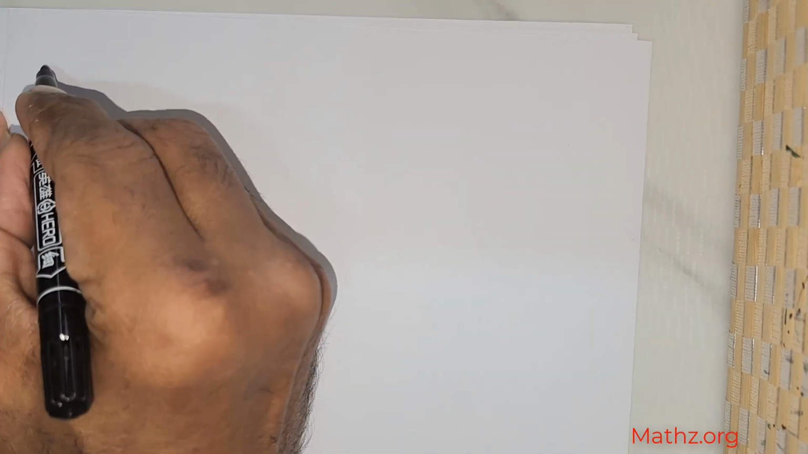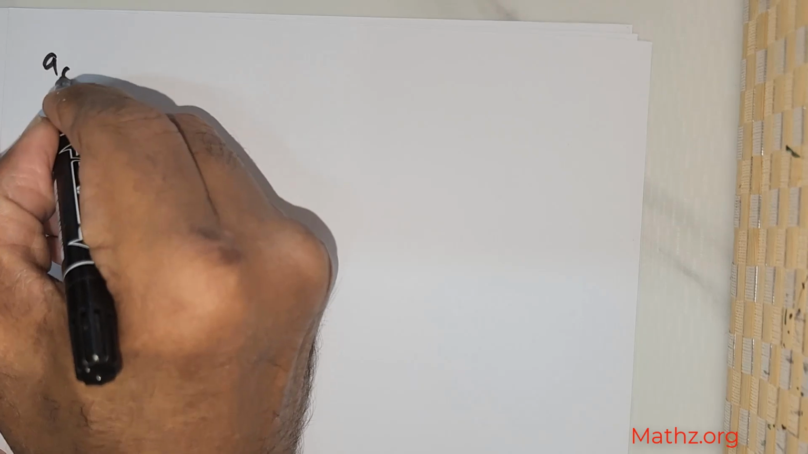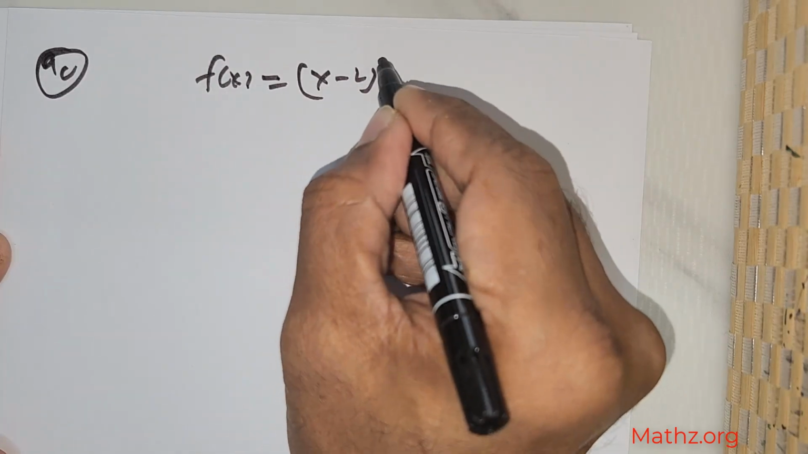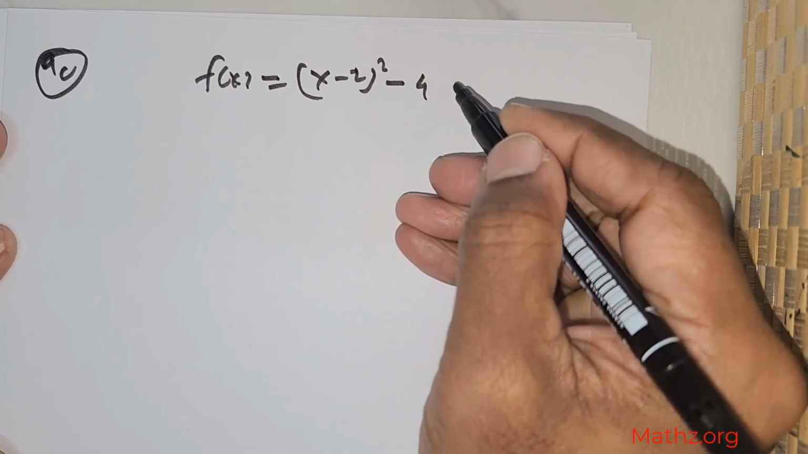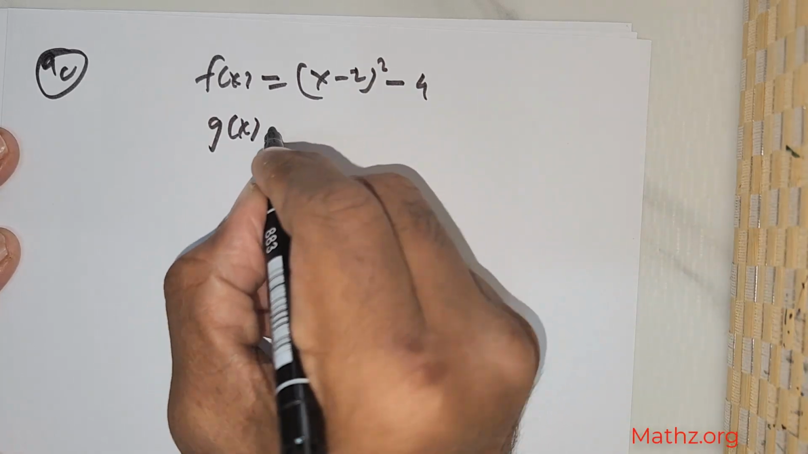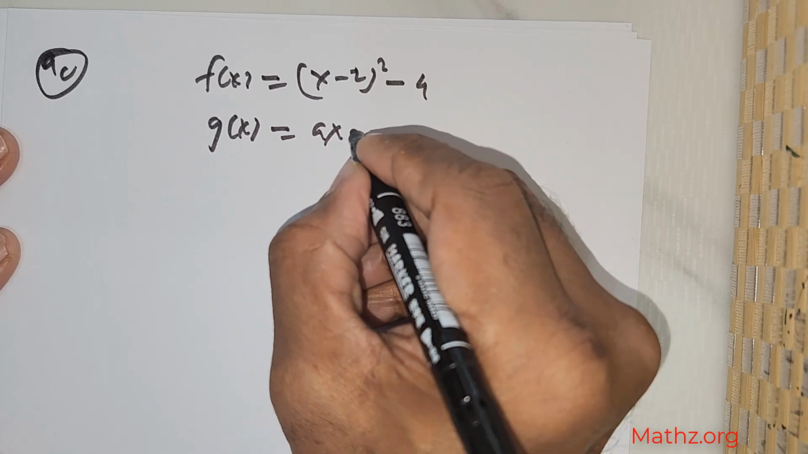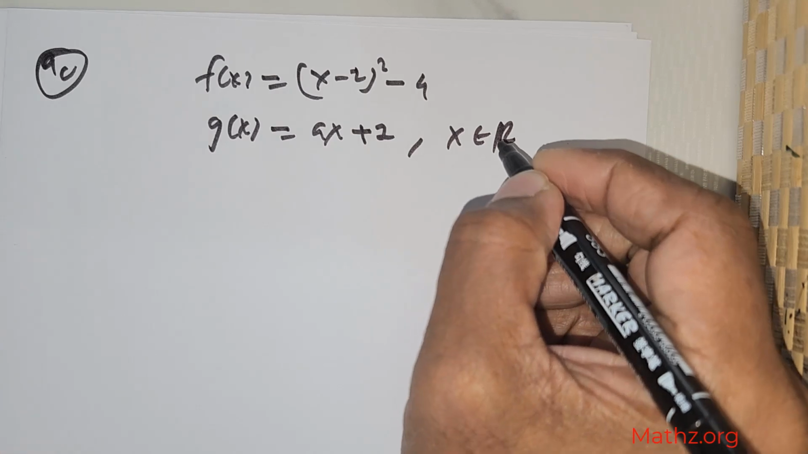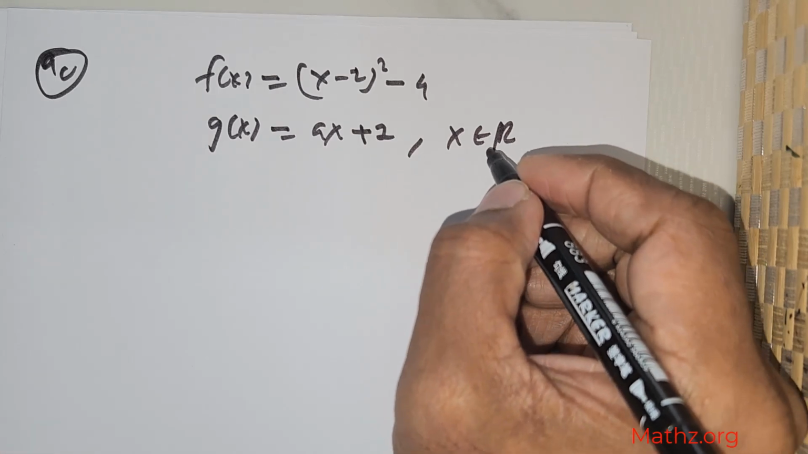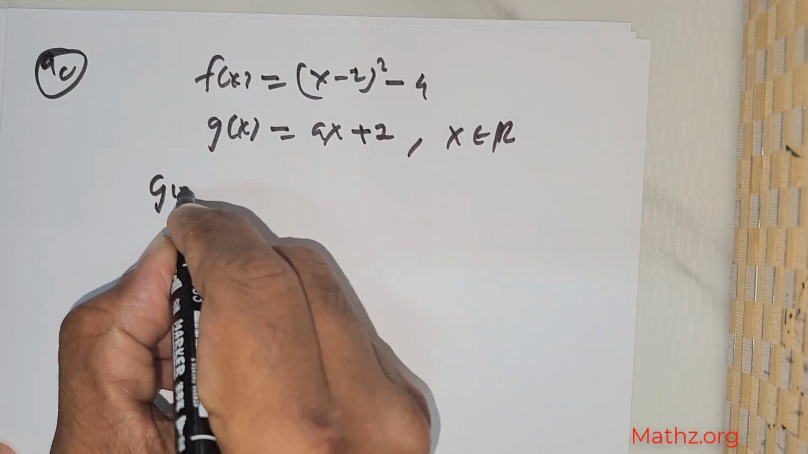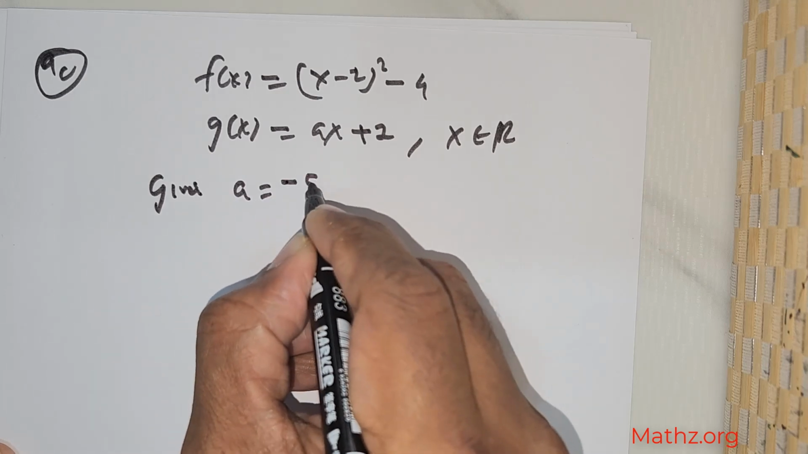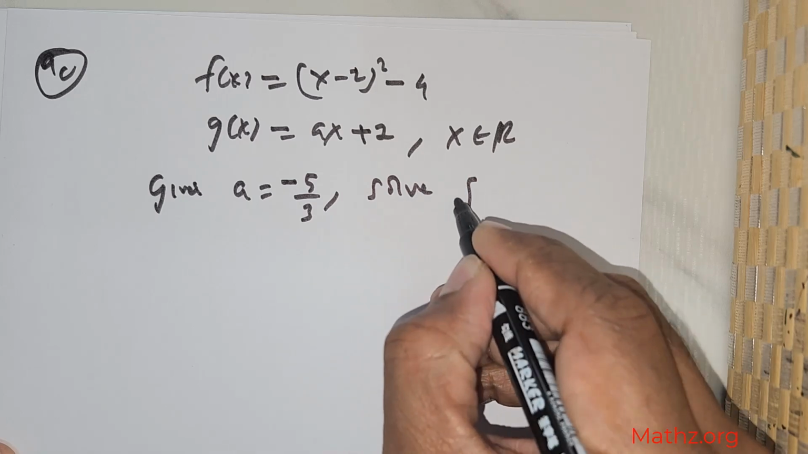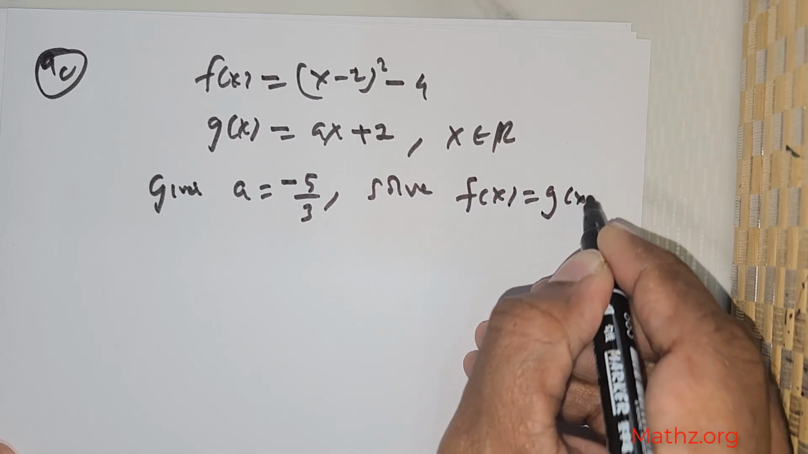Now we got to go to the next part, that is 9c. Now we have f(x) as (x - 2)² - 4, and we have also been given g(x) = ax + 2, where x is an element of real numbers. Now we are actually given a to be equal to -5/3, and we are asked to solve f(x) = g(x).